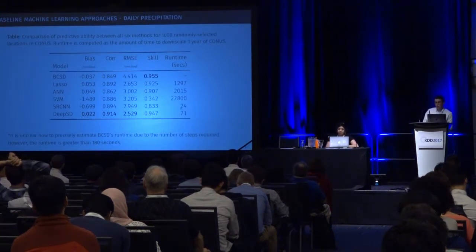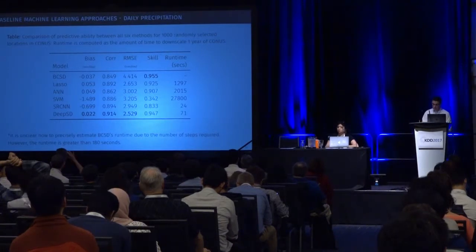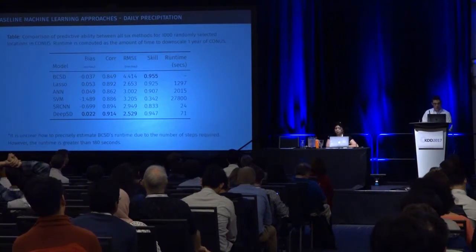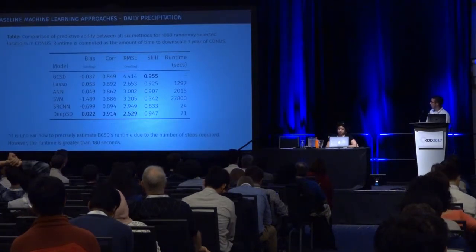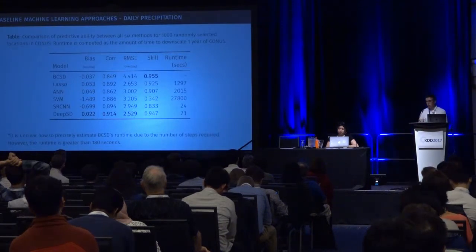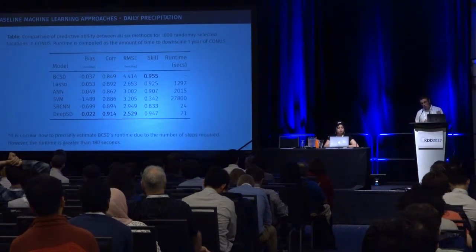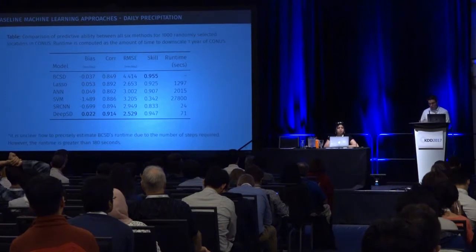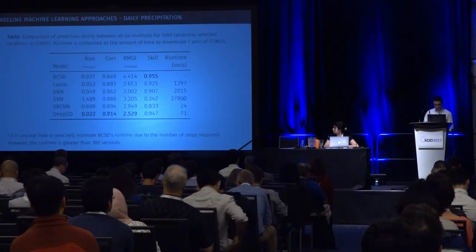This runtime was computed by downscaling 1 year of data. So how long does it take us to downscale 1 year of data for the entire continental United States? SRCNN was the quickest here. And I should note that for BCSD, after talking to some people, it was slightly unclear how to estimate the runtime. It's an interesting approach where we do this quantile mapping at each location separately, and then an interpolation step and so forth. So that was a little bit more challenging to estimate.